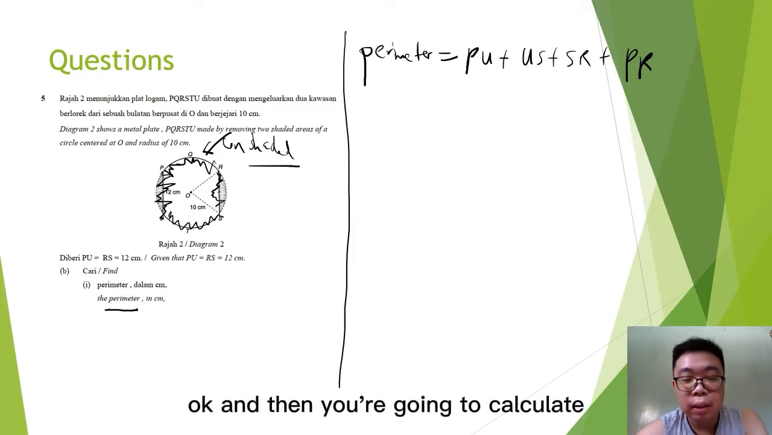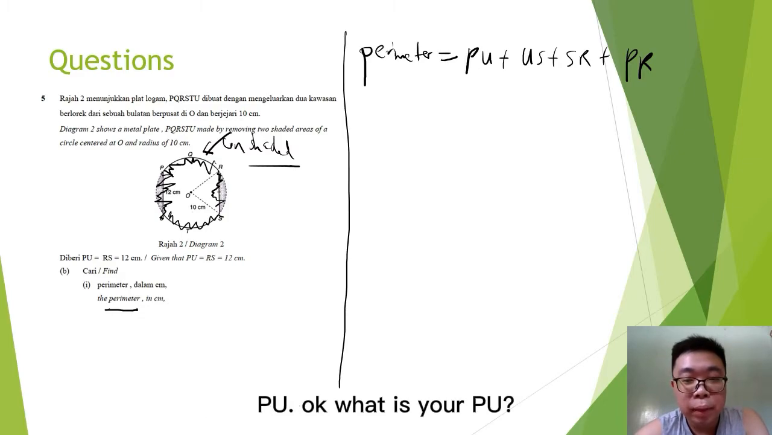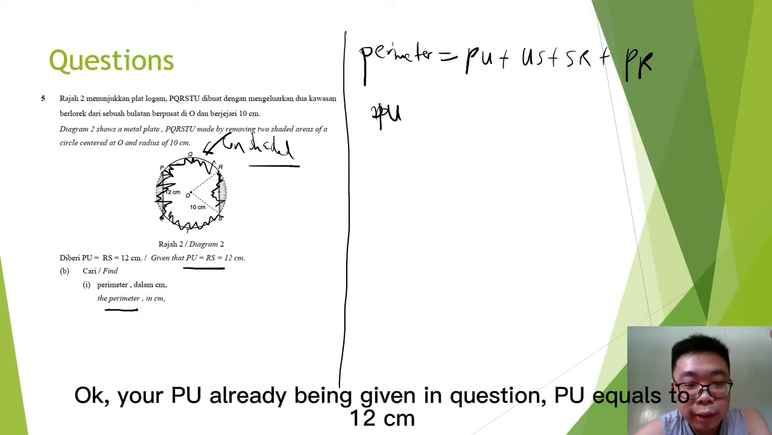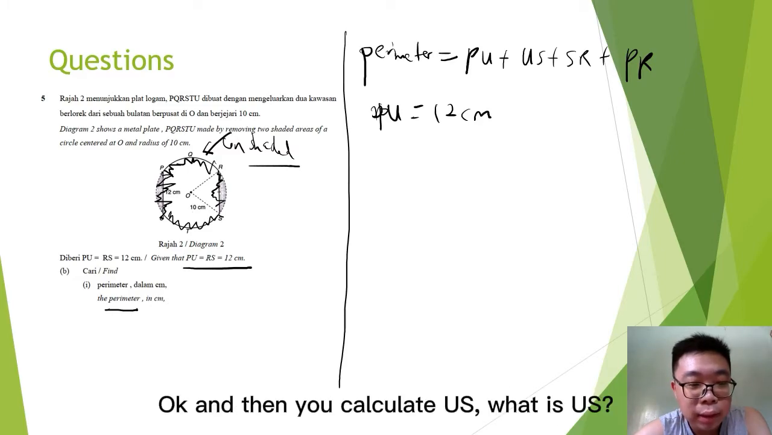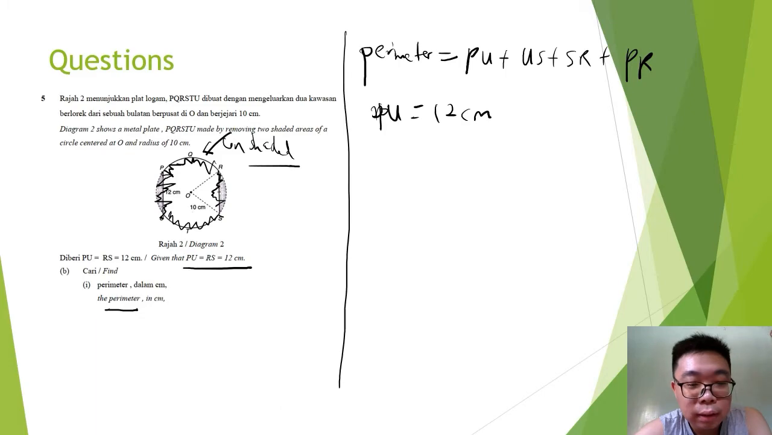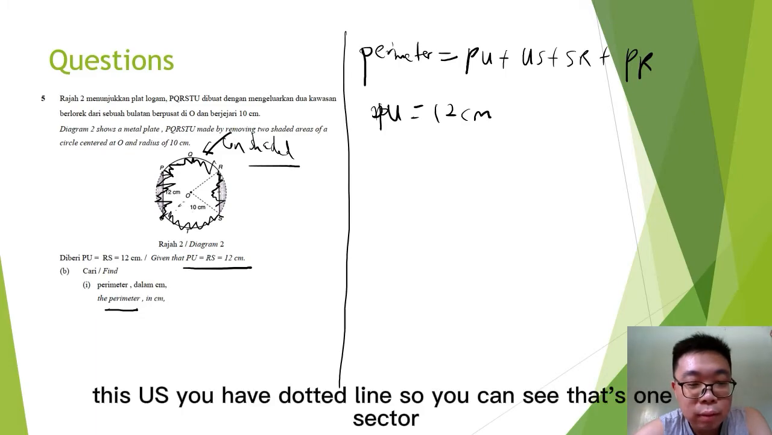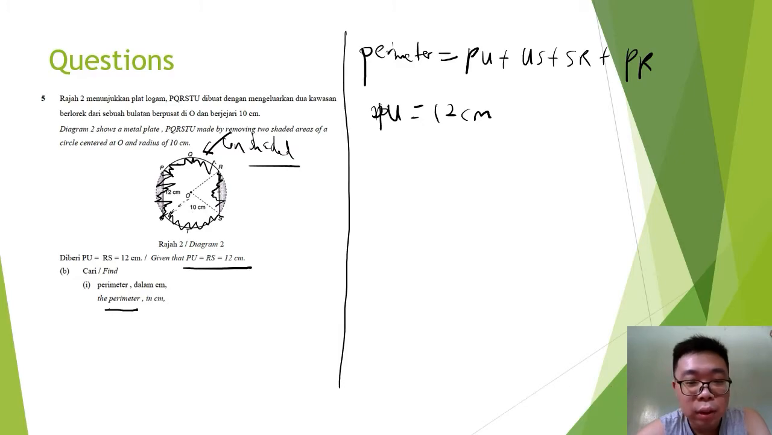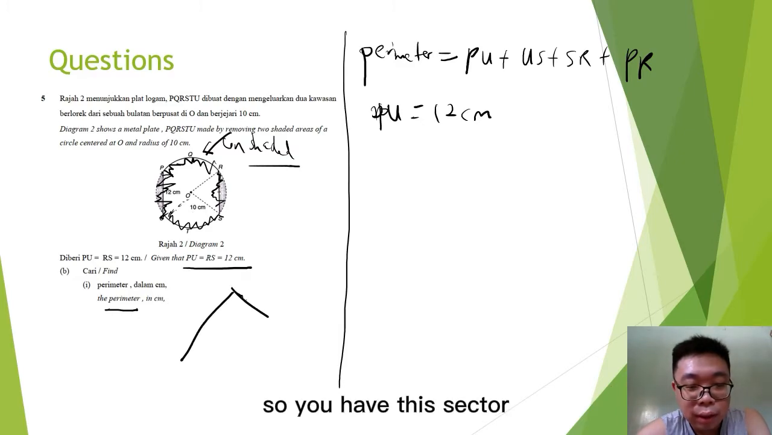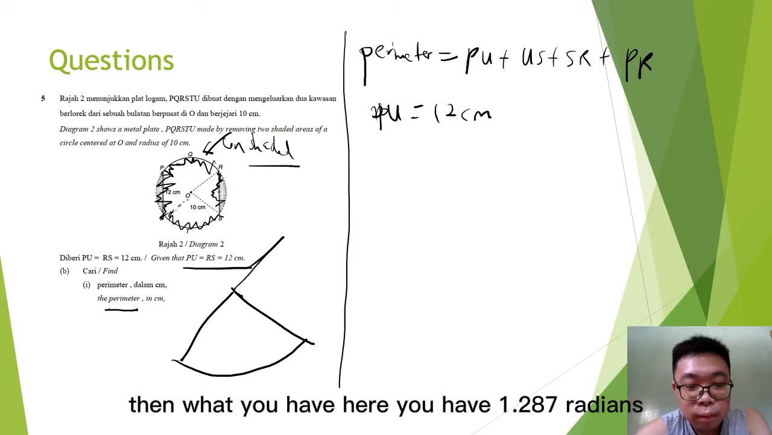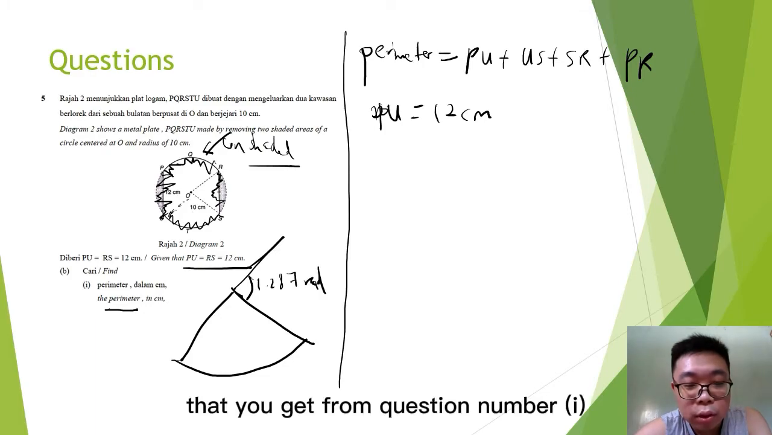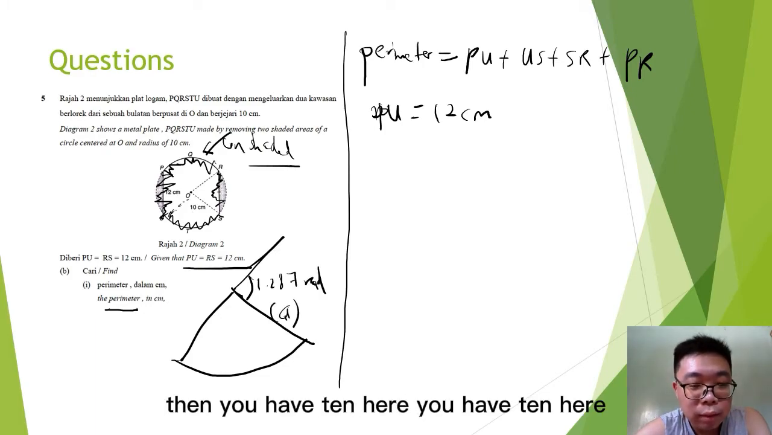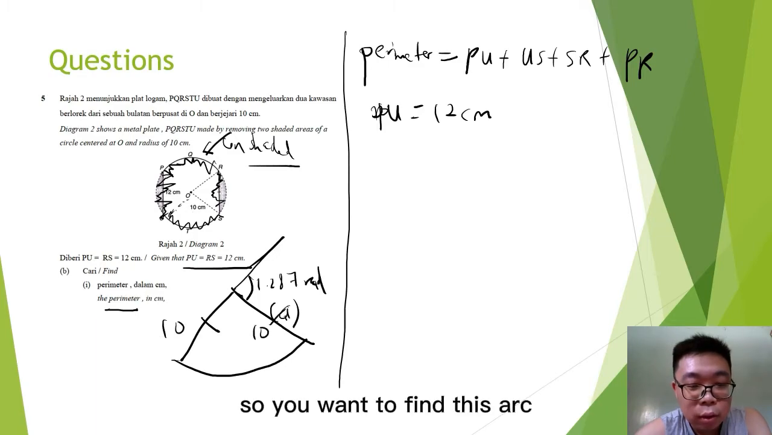And then you are going to calculate PU. What is PU? Your PU is already given in the question. PU equal to 12 centimeter. And then you calculate US. What is US? US is this place. If you cannot see here, for US you have a dotted line. You can see there is one sector. So you have this sector. What you have here is 1.287 radian that you get from question number A. Then you have 10 here. So you want to find this arc.